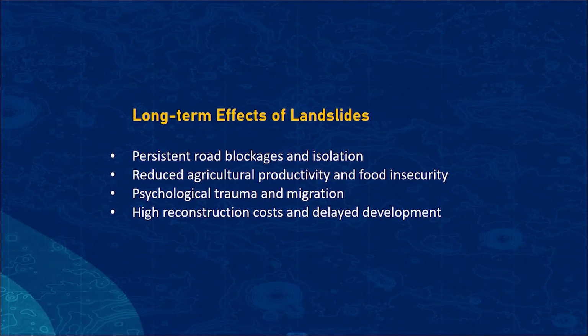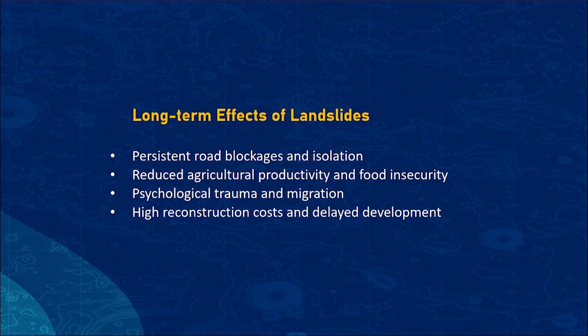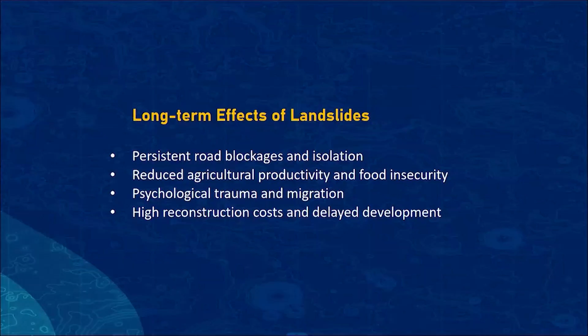Environmental degradation. Soil erosion increases, vegetation is destroyed, and rivers become filled with sediment, affecting water quality and aquatic life, and biodiversity suffers from habitat loss. Long-term effects. These problems continue for years or even generations in landslide-prone areas. Persistent road blockage and isolation. Repeated landslides keep major highways and rural roads closed for long periods, making remote villages hard to reach and slowing development.